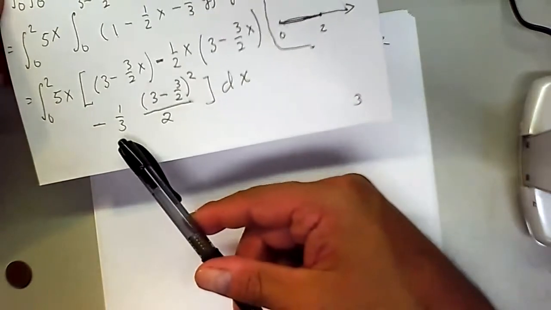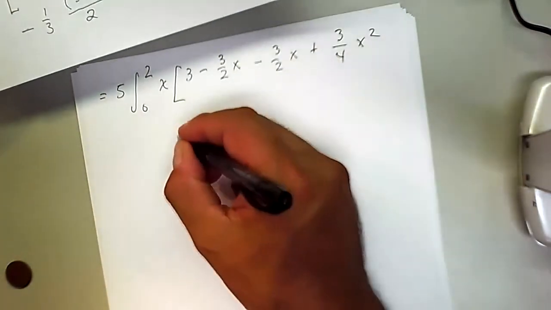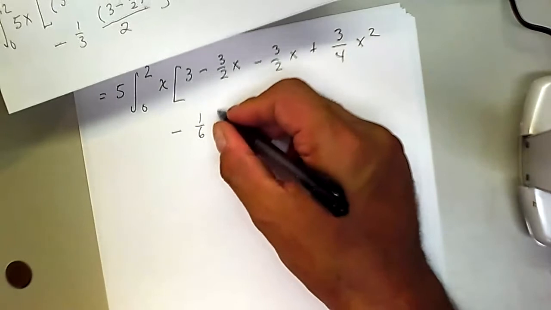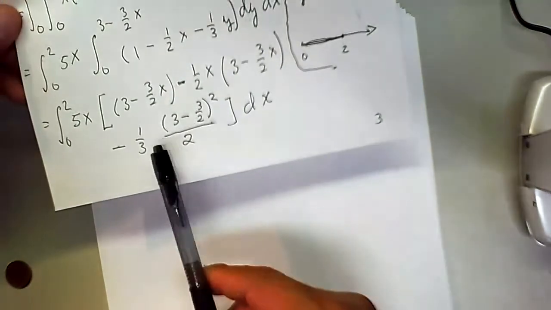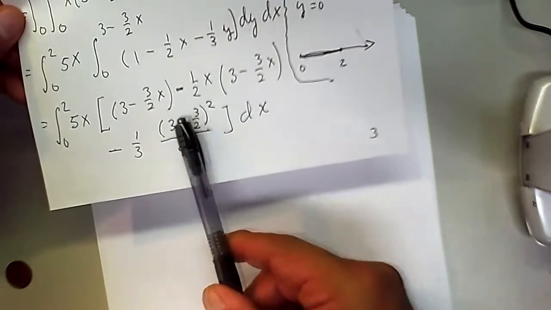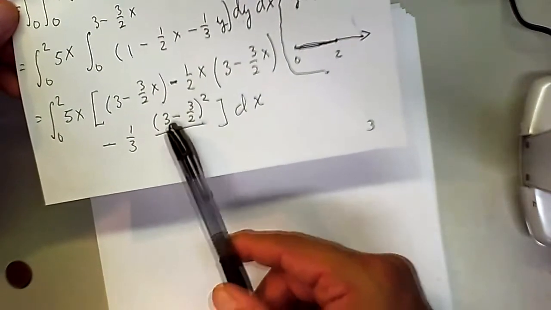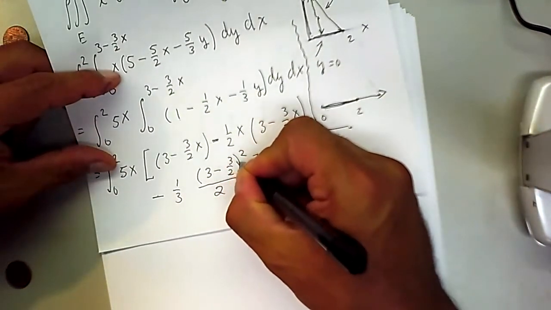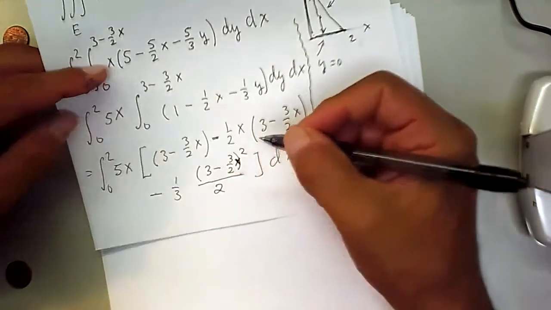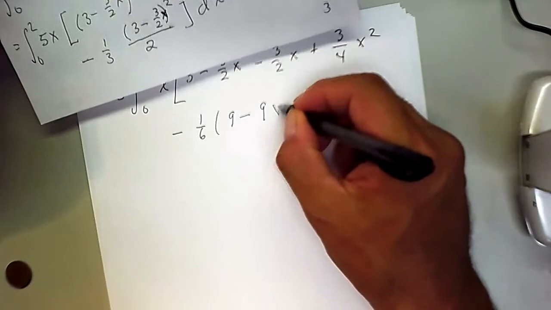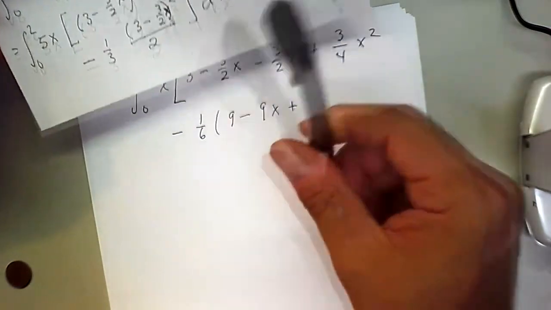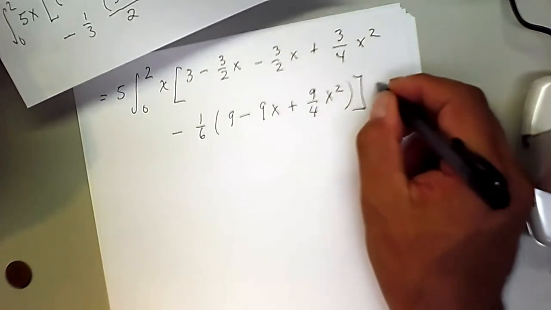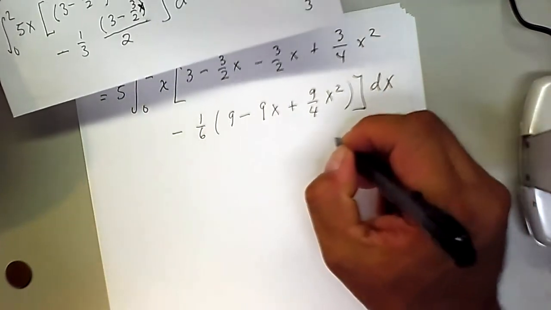Okay. Minus 1/6, minus 1/6. And then we have to FOIL that out. 9 minus double this times that. So that is going to be 9 over 2, but double that, so that's just 9. I did miss an x here. So x plus 9 over 4x squared. Close parenthesis, close the bracket. Don't forget your differential. Okay.